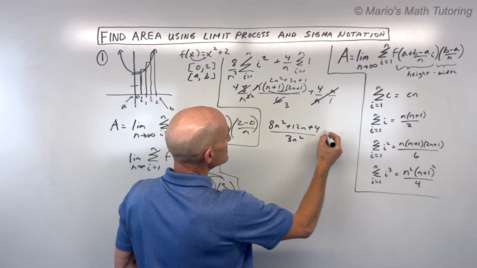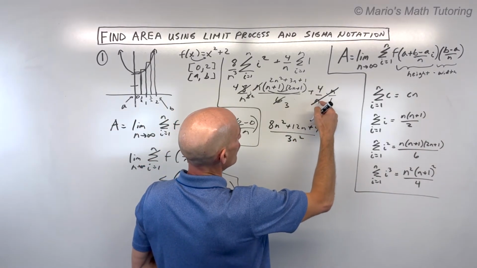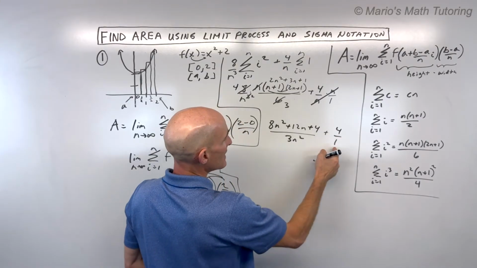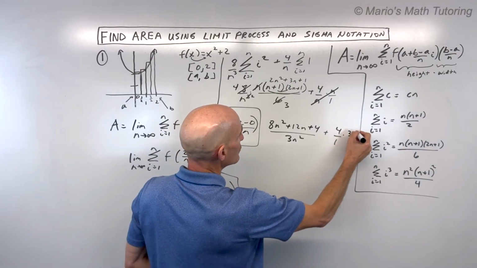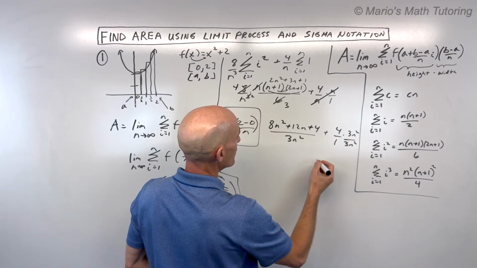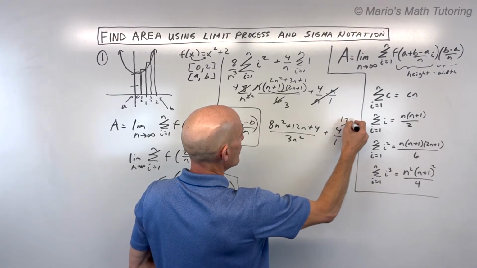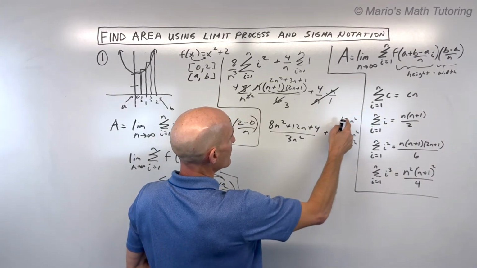Now, if you want, you see how this is like 4 over 1? We could get common denominators by multiplying this by 3n squared over 3n squared. So that would make this 12n squared. And now we could combine like terms.